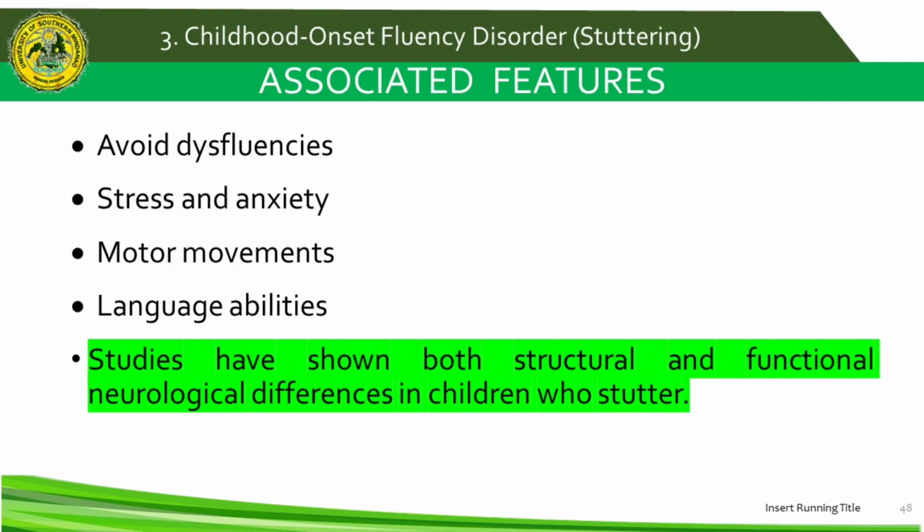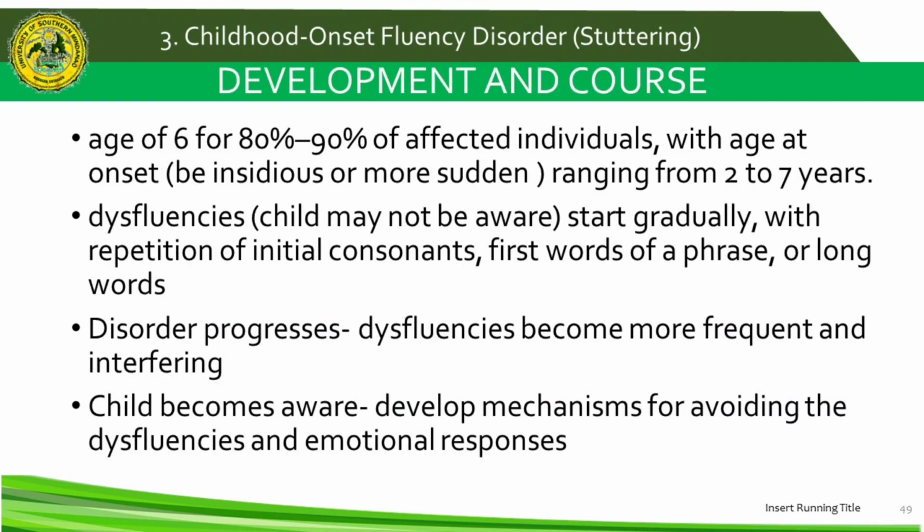Studies have shown both structural and functional neurological differences in children who stutter. Males are more likely to stutter than females, with estimates varying depending on the age and possible cause of stuttering. Causes of stuttering are multifactorial, including certain genetic and neurophysiological factors. For the development and course, the disorder occurs by age of onset in 80% to 90% of affected individuals.